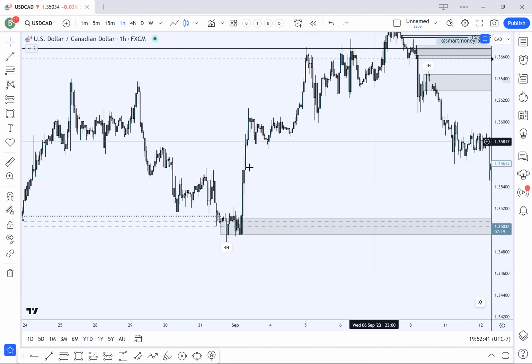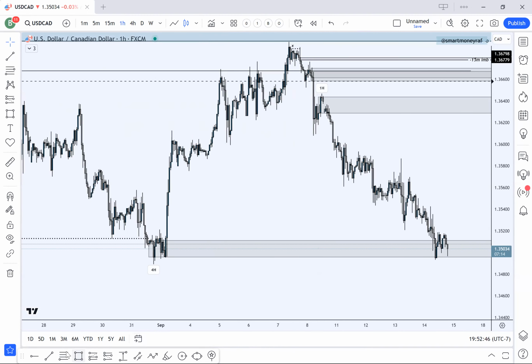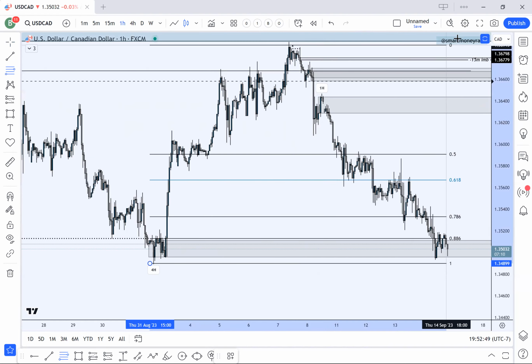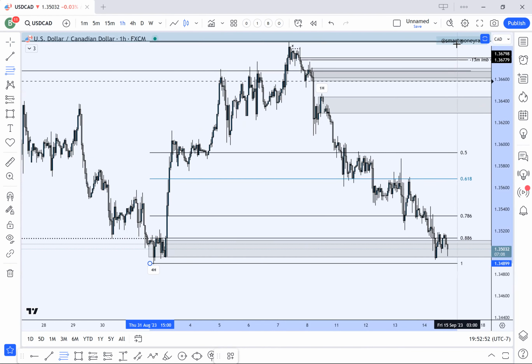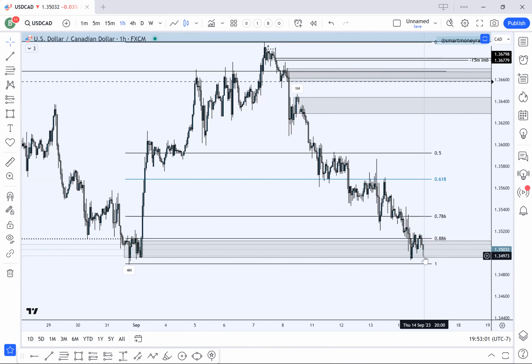And let's just say we're going to play that area. We're going to make sure that it's inside of a discount zone. So if I measure my fib from the low all the way up to the high, anything below the 50 is good. I only trade below the 618, and ideally 786, 886. So right now we can already see that we're about as discounted as we can get.